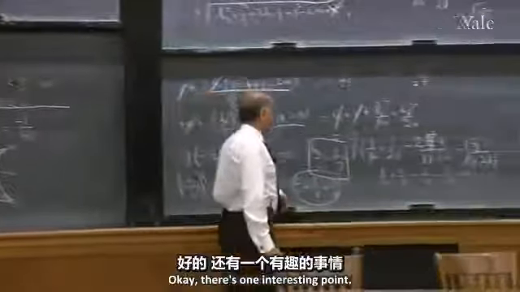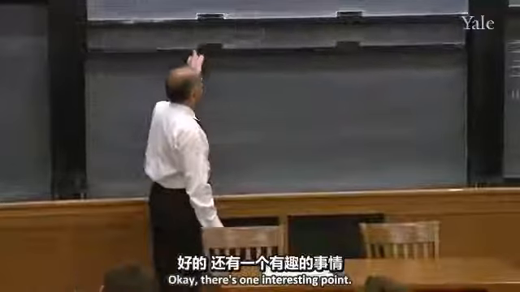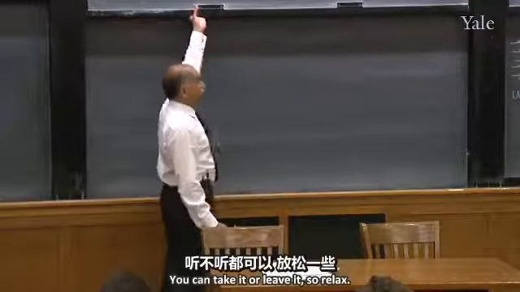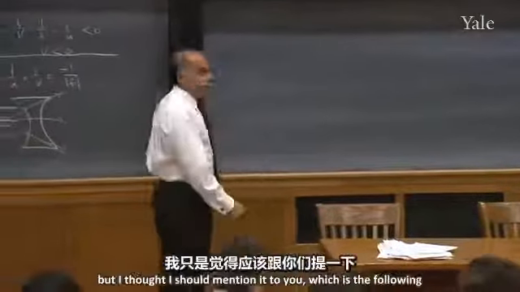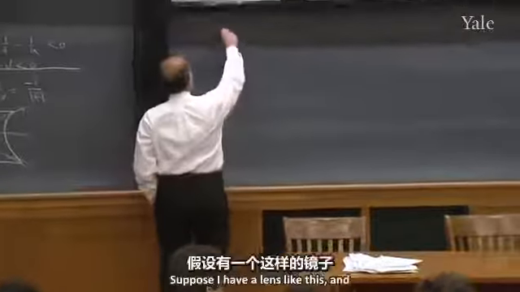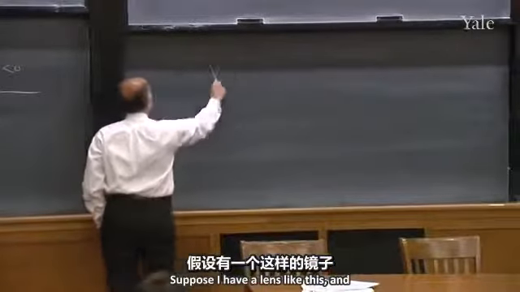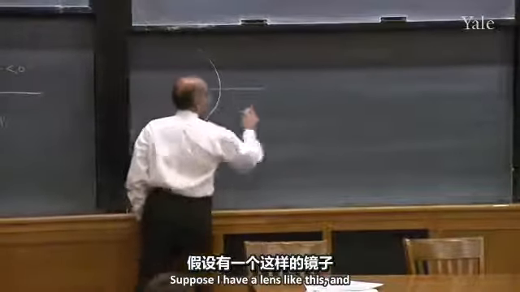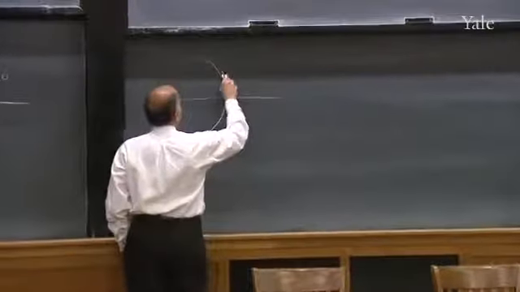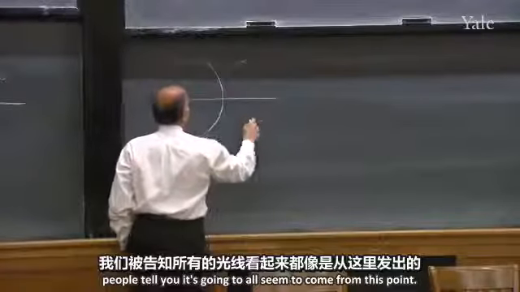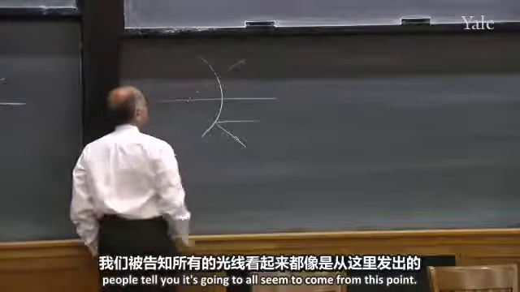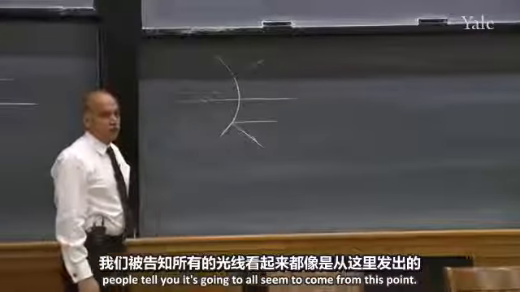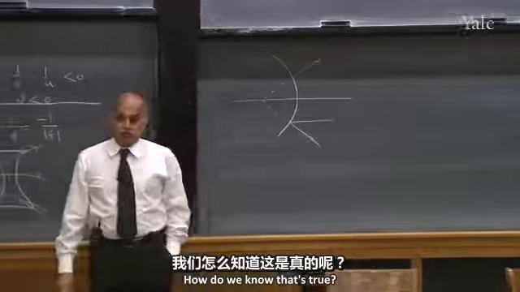Okay, there's one interesting point. You can take it or leave it, so relax. Don't kill yourself over this, but I thought I should mention it to you, which is the following. Suppose I have a lens like this, and people tell you it's going to all seem to come from this point. How do we know that's true?